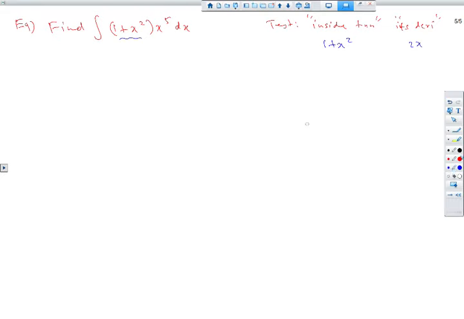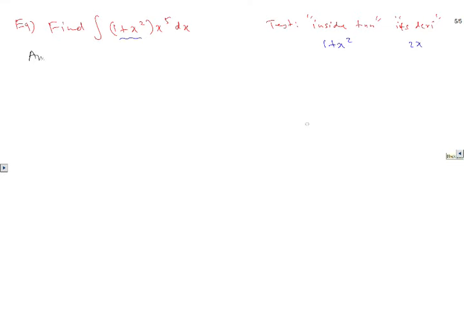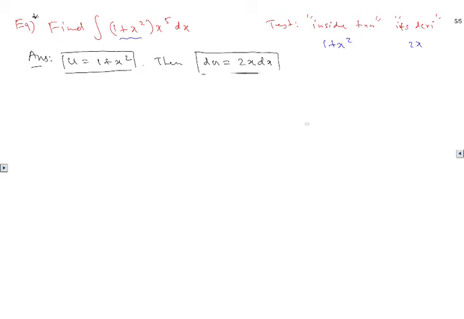Okay, so the answer. This is a slightly different problem. I'm going to put a star here. We still use a substitution u equals 1 plus x squared, and then take the derivative. Then we have du equal what? 2x dx. That's fine, because the 2 you can manipulate.